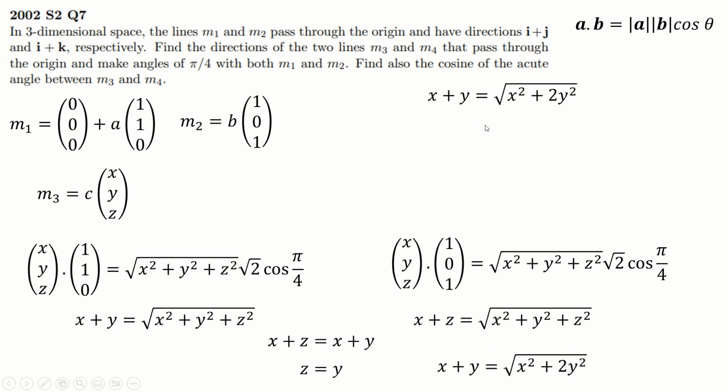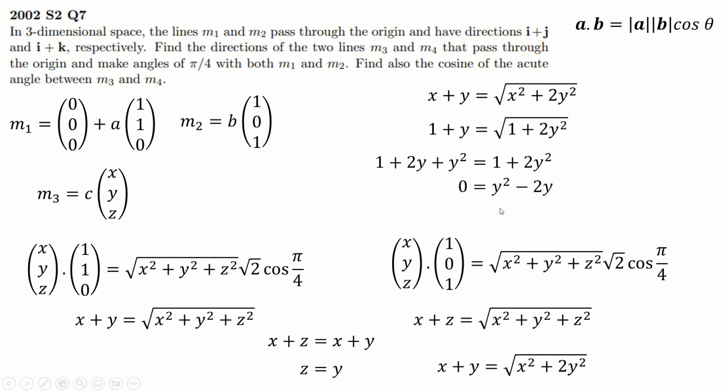So now we have one equation with two unknowns, which means we don't really have much choice but to just choose a value for one of them. So let's just choose x to be 1 and then solve for y. Square both sides and do some rearranging. Factorize to get y times y minus 2, so solutions are y equals 0, y equals 2, which means our z solutions are also 0 and 2, which means the two directions are 1, 0, 0, and 1, 2, 2.